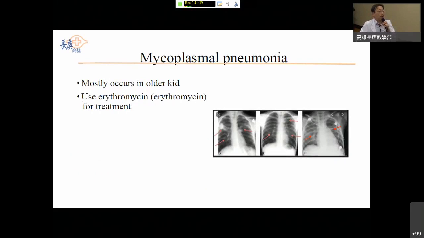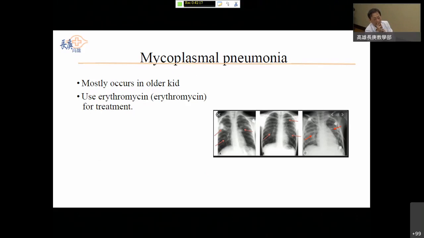It's called mycoplasma pneumonia, which means that it's caused by mycoplasma. This pathogen is called mycoplasma. It mostly occurs in older kids. What I mean by older kids is kindergarten age, okay? I don't know at what age the kid goes to kindergarten in Malaysia, but in Taiwan, the kid goes to kindergarten at the age of 3 years old, okay? To 6 years old, okay?